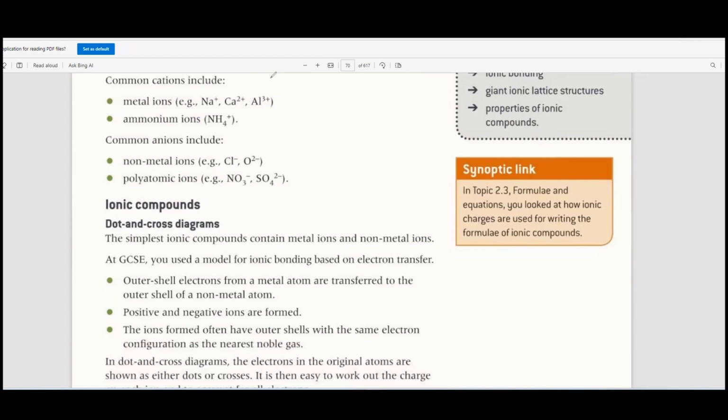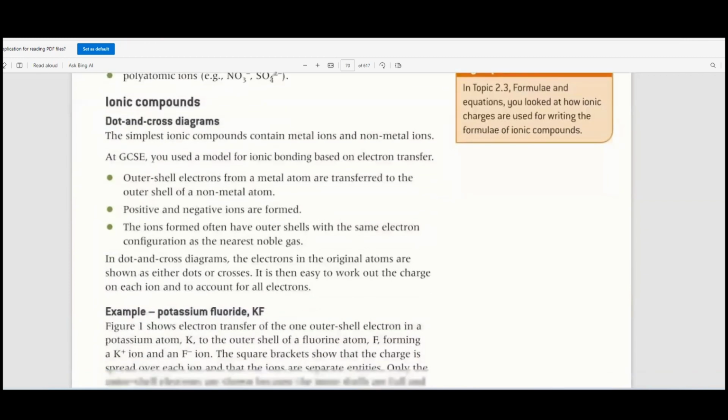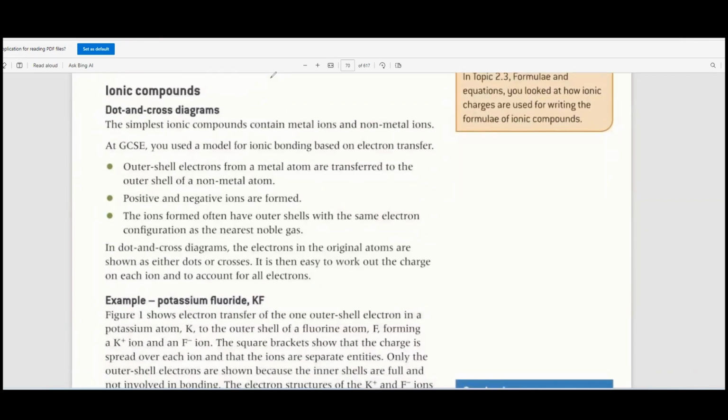Common anions we already know: chloride, oxide, nitrate, and sulfate. So these are the most common ones. Dot and cross diagram. The simplest ionic compound at GCSE contains metal ions and non-metal ions. You use the model for ionic bonding based on electron transfer. Outer shell electrons from a metal atom are transferred to the outer shell of a non-metal atom. So this is the most basic form of ionic compound.